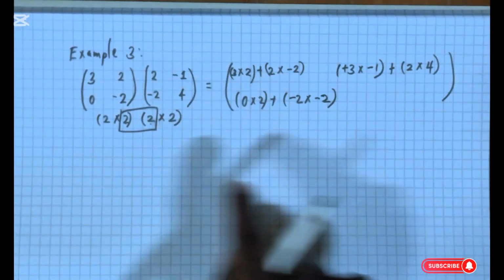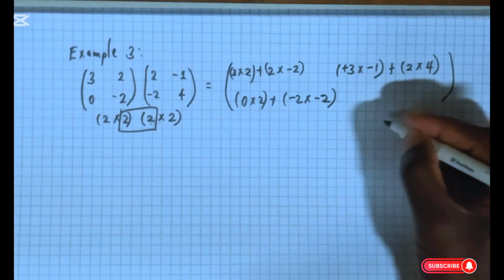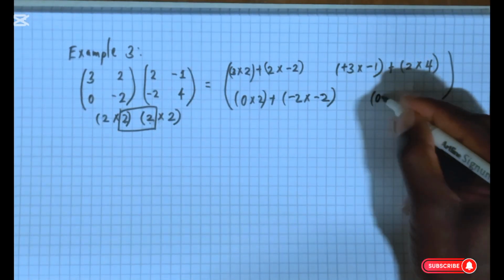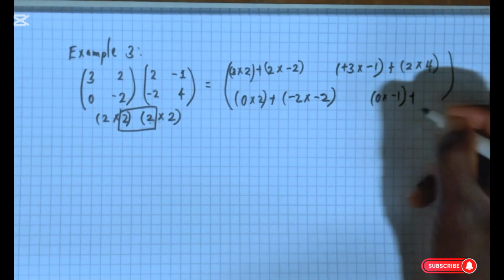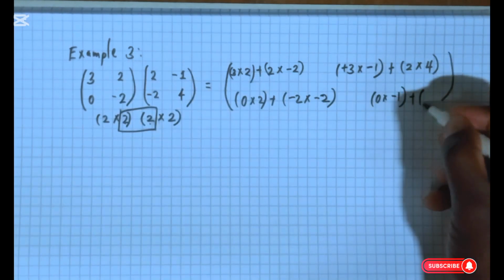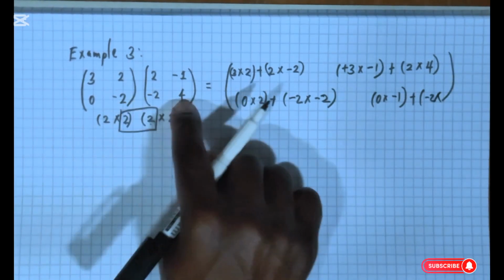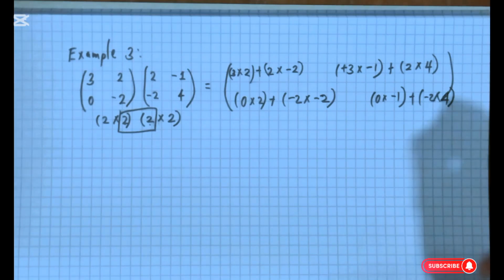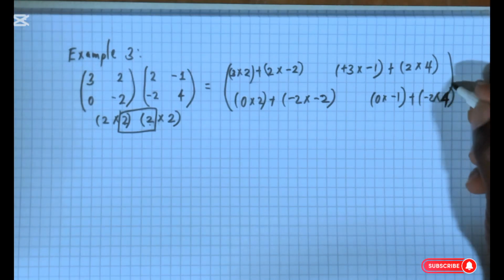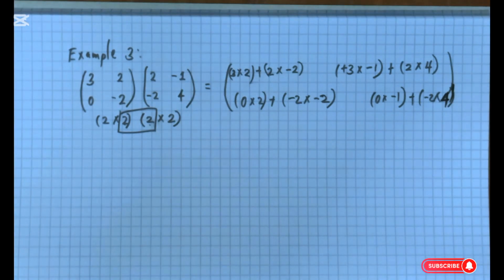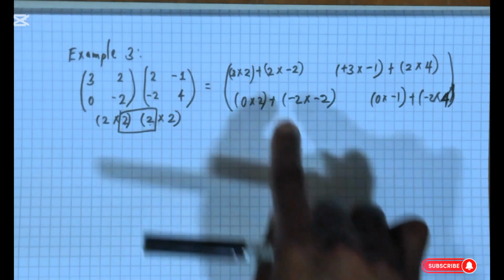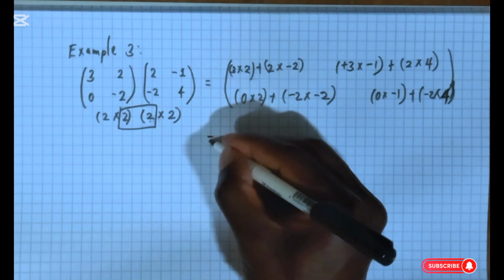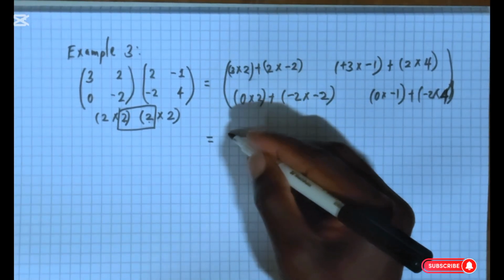And for the second column, it's going to be 0 times negative 1, plus negative 2 times 4. All right, so we're going to multiply and add whatever numbers we have in this expanded matrix right here that is yet to be complete.